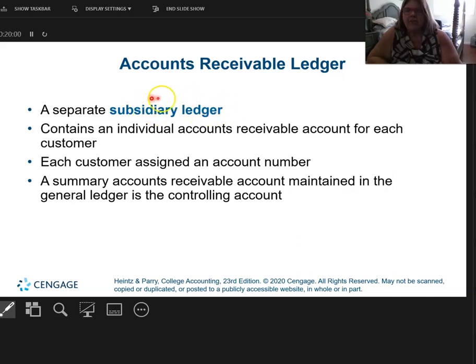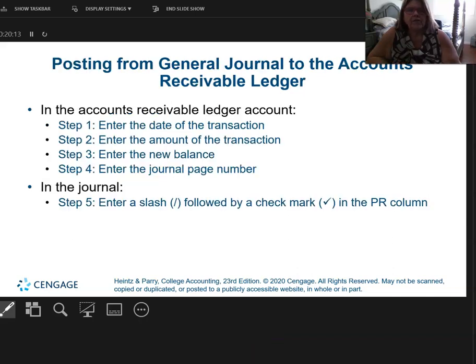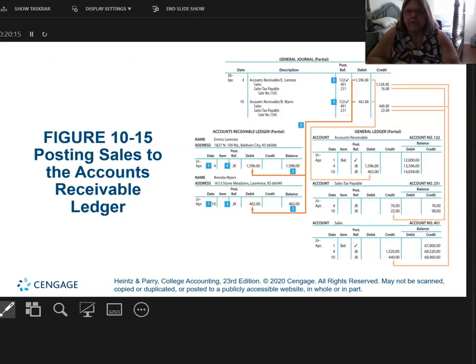And so I'm going to have a total of however many customers I have, each one will have a subsidiary ledger. And when I add up all the subsidiary ledgers, they will equal the accounts receivable, which is a controlling account. These are just the instructions. So let's take a look here.